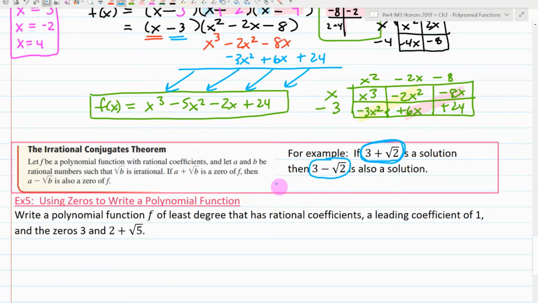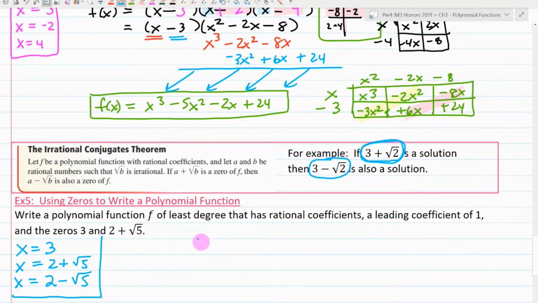All right, so we're going to write the zeros on the side. So x is equal to 3. x is equal to 2 plus the square root of 5. And because you have x is equal to 2 plus the square root of 5, when you have radical answers, they never are singular. They always have one plus and one minus because they come from the quadratic formula. So this is going to be 2 plus or minus the square root of 5. Okay, so these are the x values.